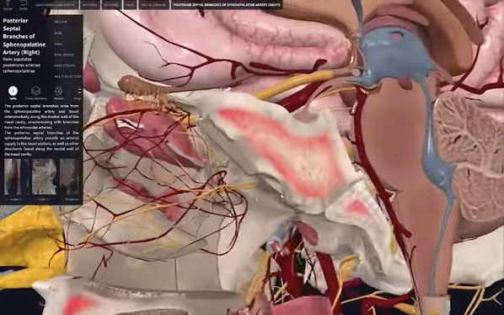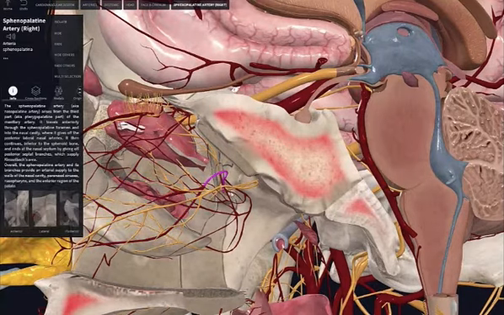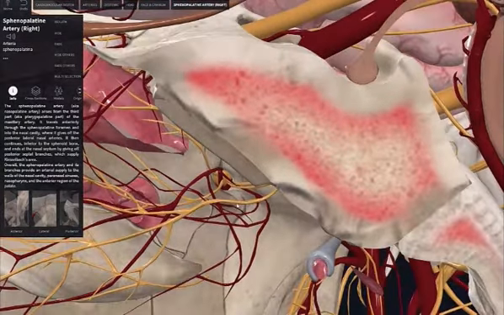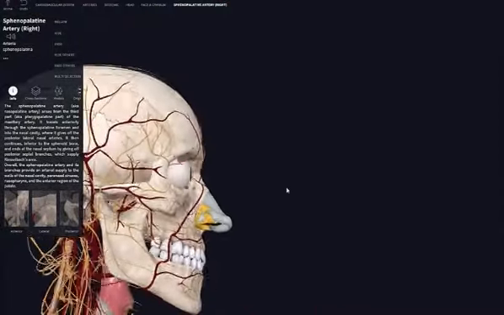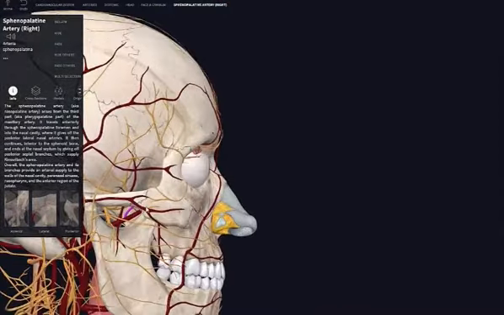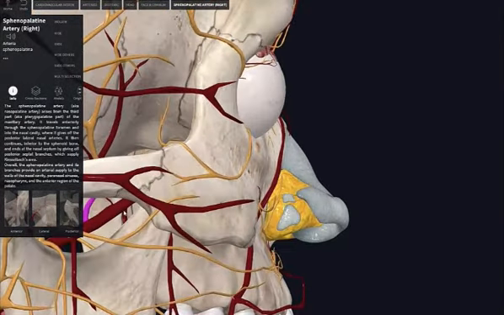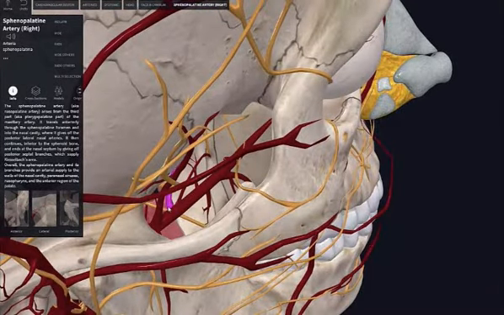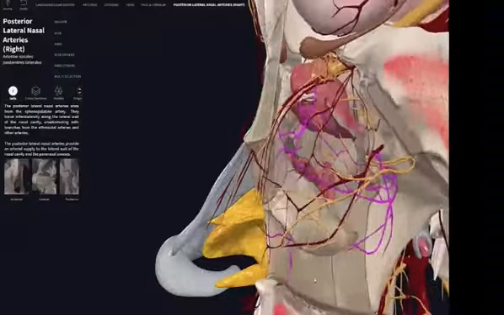If we follow the sphenopalatine artery posteriorly, we can see here we are at the point where it just receives its name, sphenopalatine artery, as it passes through the sphenopalatine foramen. Remember that if you're looking at this from laterally, we have to dive all the way deep here and see that the sphenopalatine artery actually comes from the maxillary artery in the pterygopalatine fossa.